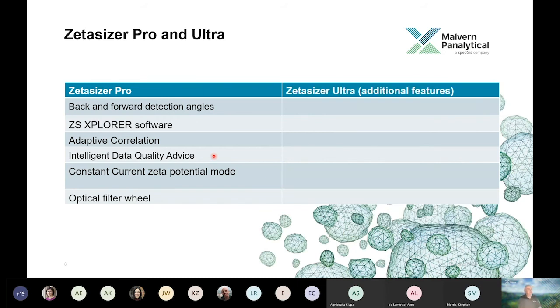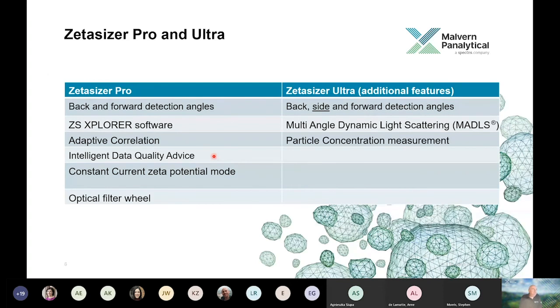Now, the Ultra, which we're in the process of arranging for an Ultra to be loaned to you so that you can perform your particle concentration measurements, whatever you want to do. Apart from all of that, we've also got a third angle. So the Ultra has 3 detection angles, back, side, and forward. And what we are now doing is combining information obtained from those 3 angles into one measurement, and we call that multi-angle dynamic light scattering. And I'll talk about the benefits of what that gives you. An extension of that is particle concentration, and again, I'll go into a bit more detail of that shortly.